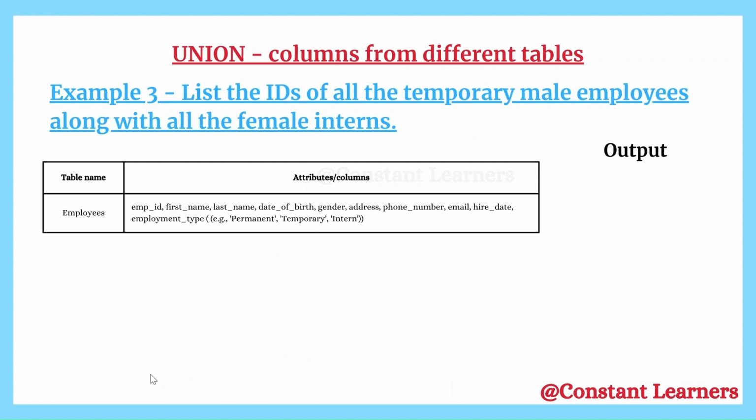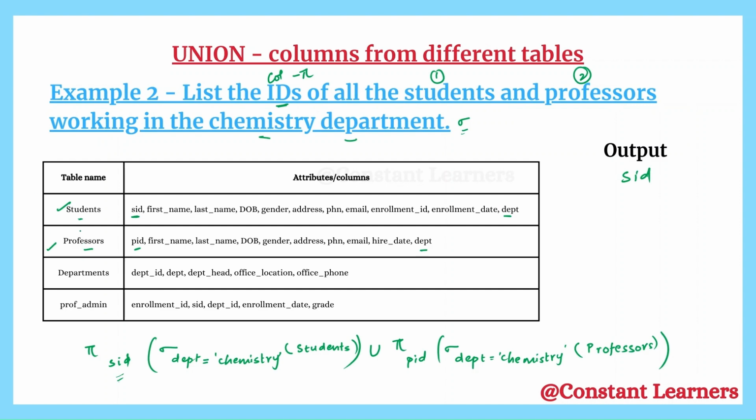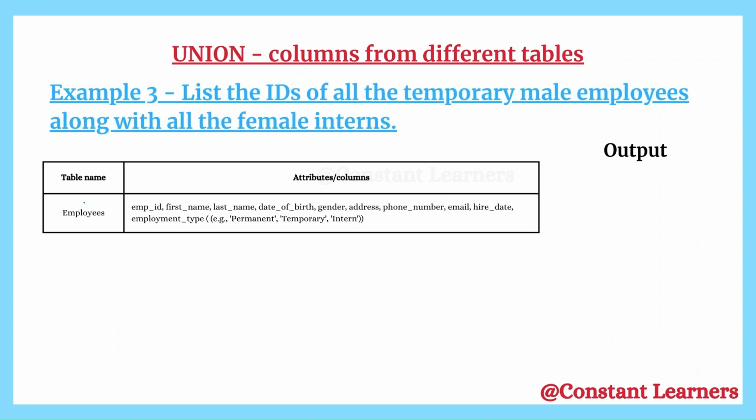Now next example says that, now here we had two different tables and we needed to combine the data from two different tables. Now here we need to list the IDs. Again, we need the column IDs of all the temporary male employees along with all the female interns. Alright, so again, we need to understand that there are two criteria here. First is they must be temporary but male employees, and second here we need all the female interns. Now all of this data is stored in a single employees table.